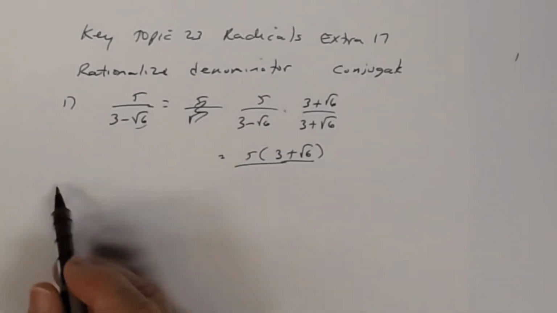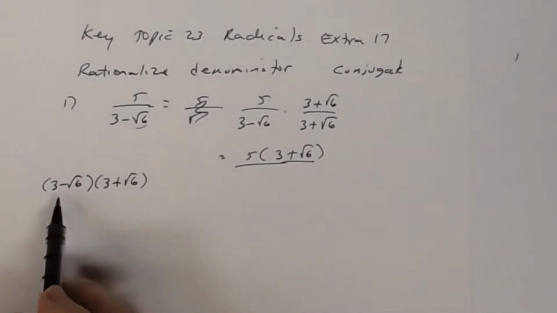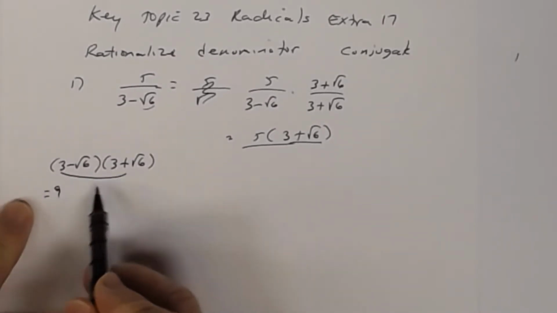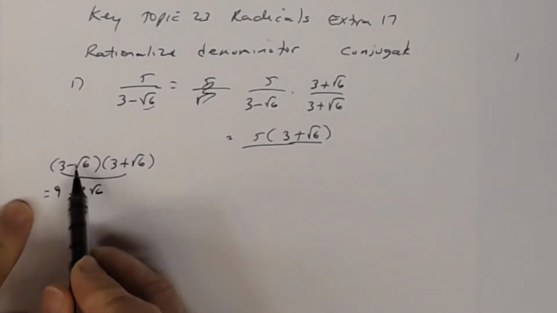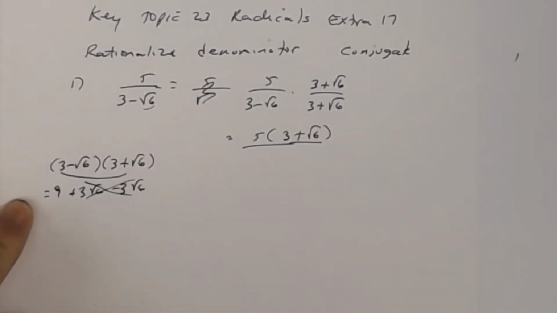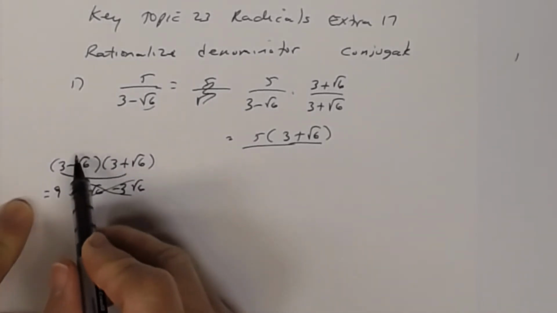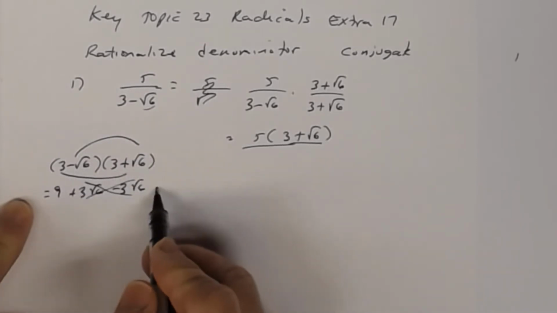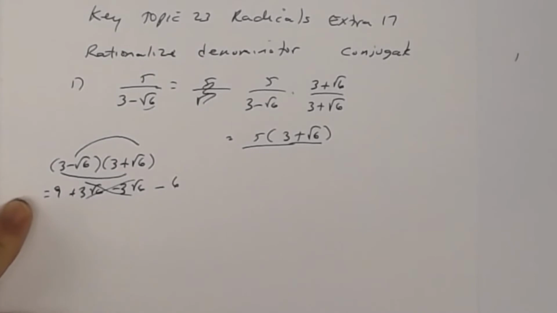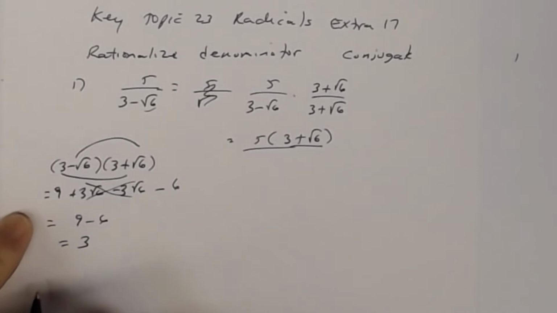I'm going to rewrite this here. We have 3 minus the square root of 6 times 3 plus the square root of 6. Multiplying that out, 3 times 3 is 9. The outer is 3 square root of 6. The inner, a negative square root of 6 times 3, is a negative 3 square root of 6. Hence the idea that they add to 0, because a positive 3 square root of 6 and a negative 3 square root of 6 is 0. The last, a negative times a positive is a negative, and the square root of 6 times the square root of 6 is just 6, the square root of 36, which is 6. So we have 9 minus 6, which is 3.